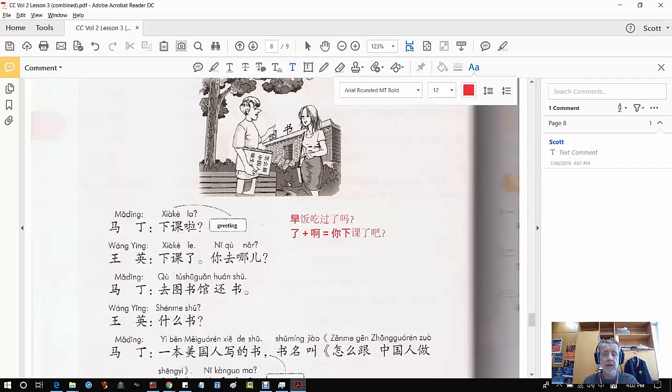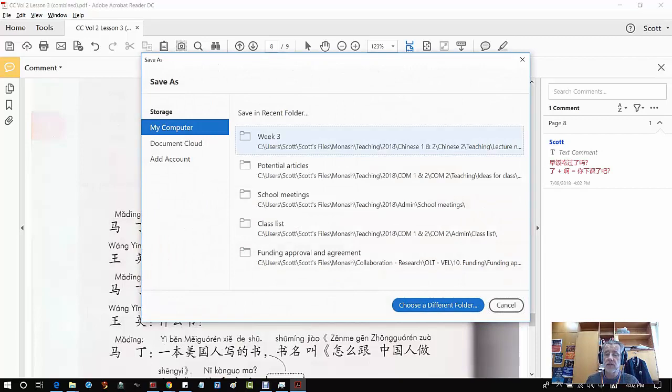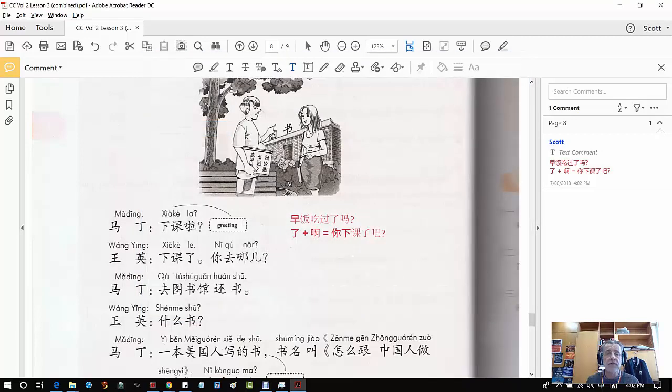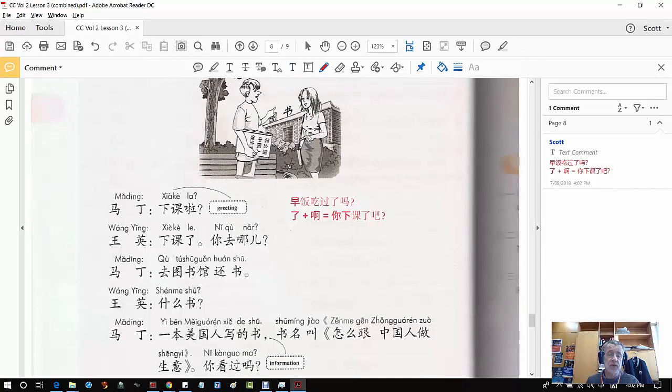你下课了吧? That would mean the same thing. That could also be used as a greeting. Okay, so moving along. Wang Ying responds 下课了. Now in this case, she doesn't use the a. That's only used, for example, in the question, mainly because it means something similar to that. It assumes that that's the case.